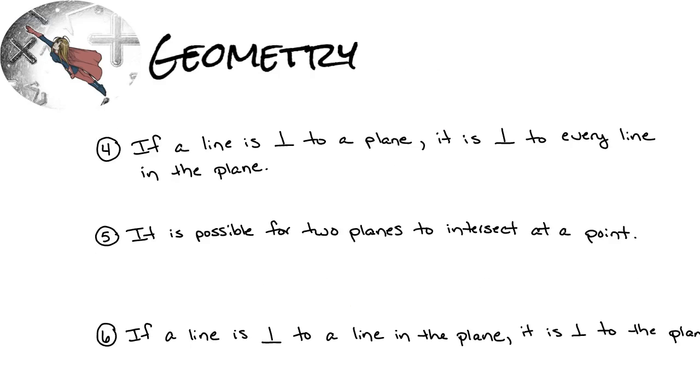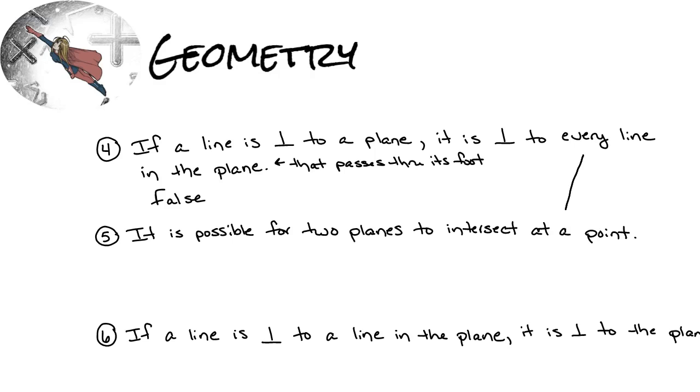Number four, if a line is perpendicular to a plane, it is perpendicular to every line in the plane. This answer is going to be false. It's because they needed to say, let me move that word, put it here, they needed to say it is perpendicular to every line in the plane, and then they would have to say that passes through its foot. Okay, and let's just take a look at that.